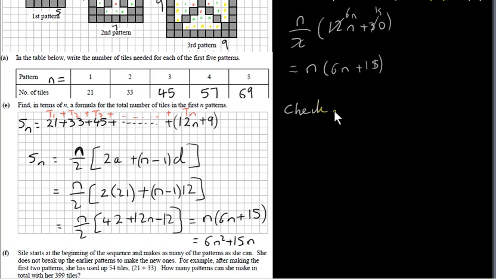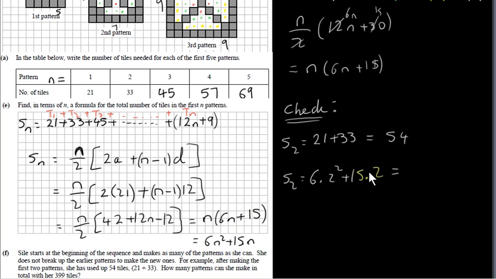Let's do a quick check. Let's check it for n equals 2. S2 should equal 21 plus 33. That's 54. And if we plug 2 in here, we have 6 times 2 squared plus 15 times 2. So we have 6 fours are 24, plus 15 times 2 is 30, and that does indeed equal 54. So it checks out for n equals 2. And it's true for all values of n actually. There's nothing special about 2. I could have picked any number. If it works for any number, the chances are it works for all of them.